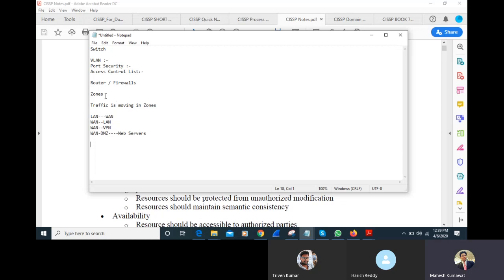So what can we do? With the switches, routers and firewalls, we can create some zones and then route the traffic in different ways. On the switch end, with VLANs, we can create separate broadcast domains. We can also create port security, so MAC binding, sort of.